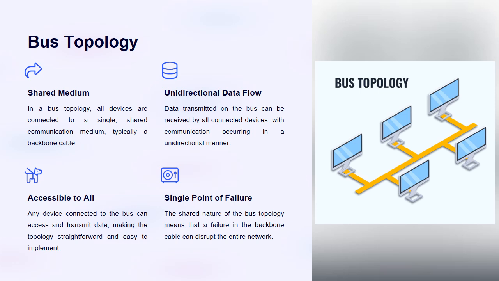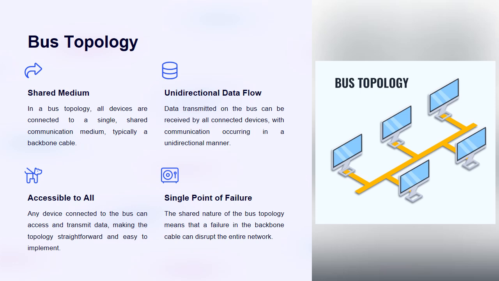Okay. The very first, bus topology. In a bus topology, all devices are connected to a single shared communication medium, typically a backbone cable. There is a unidirectional data flow. It is accessible to all. And one very important thing is single point of failure. The shared nature of the bus topology means that a failure in the backbone cable can disrupt the entire network.